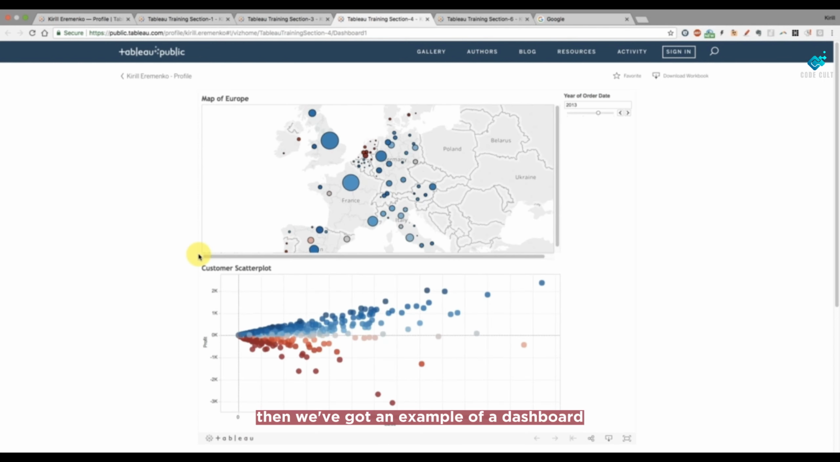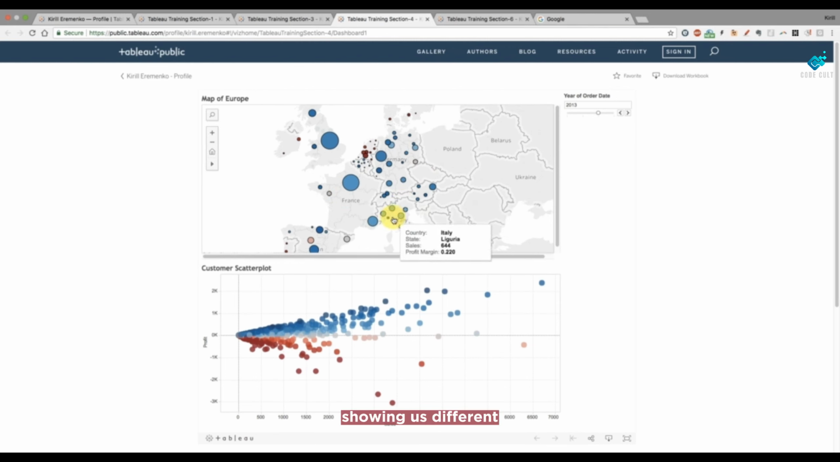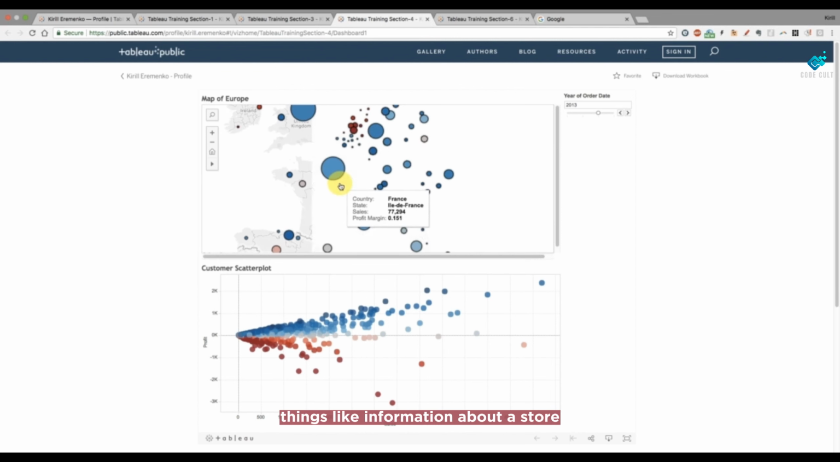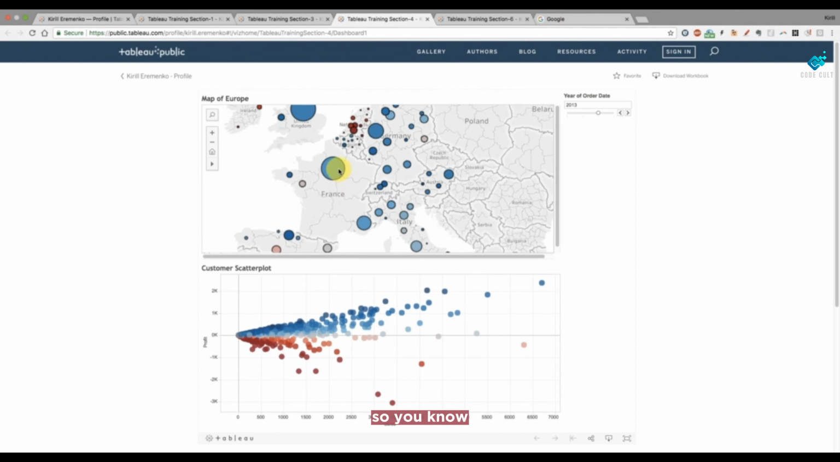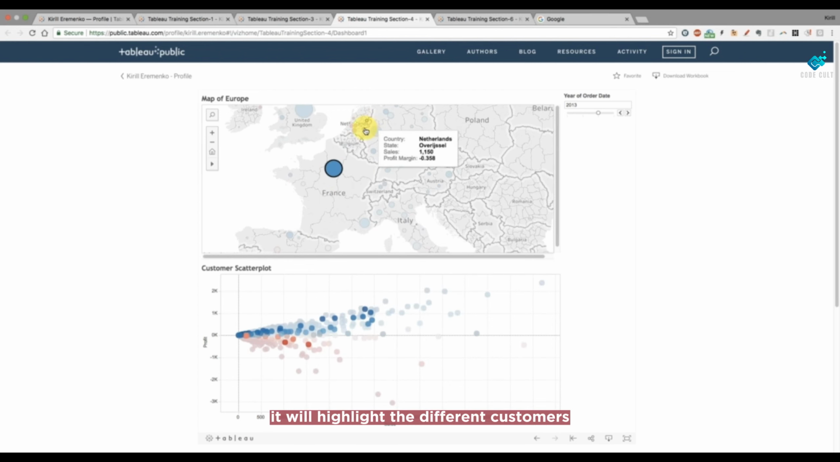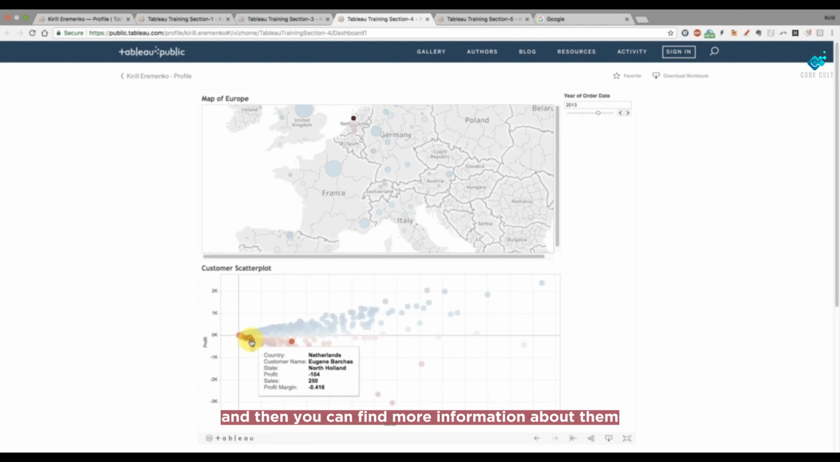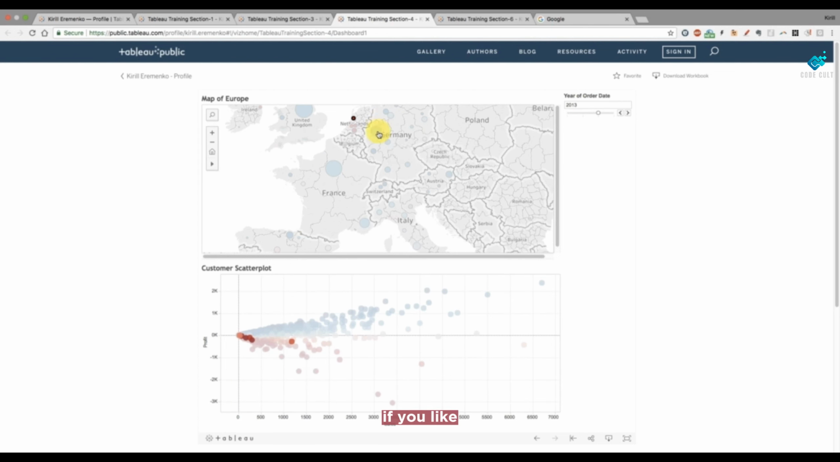Then we've got an example of a dashboard. It's interactive, and it shows us different things like information about a store, the profitability of stores in different parts of Europe. The profit margin is shown in color, the sales are shown as the size, and then you've got the customers. When you click, it will highlight the different customers relevant to that store, and you can find more information about them if you like.